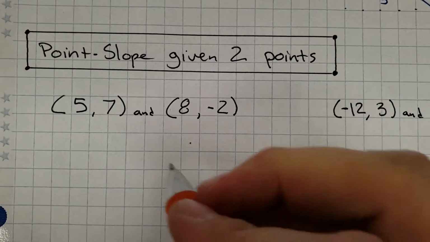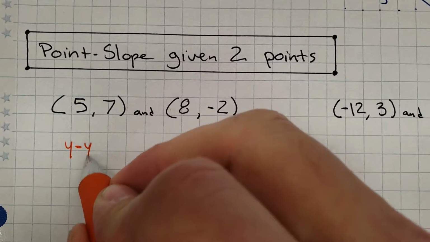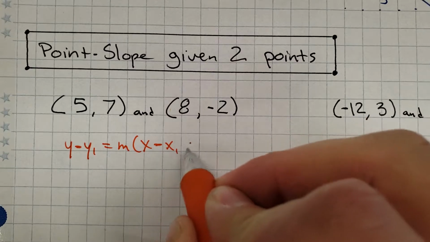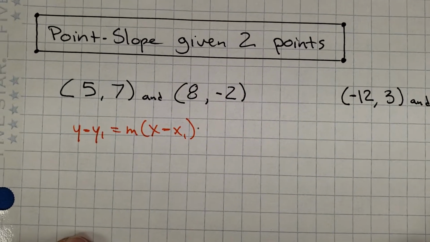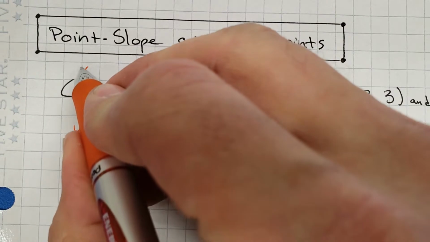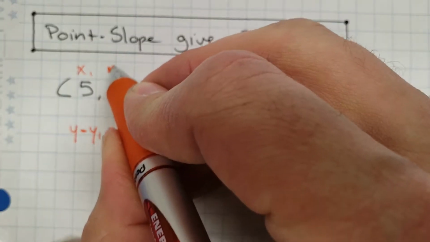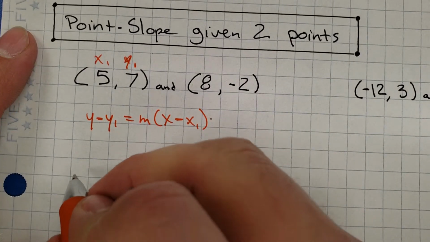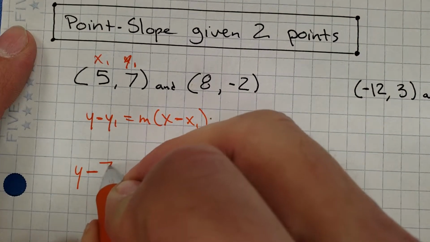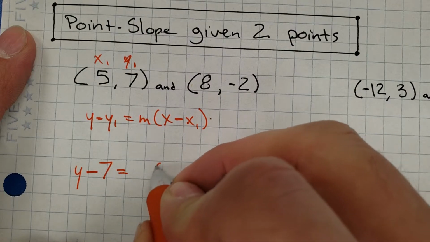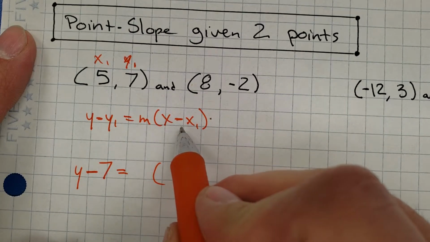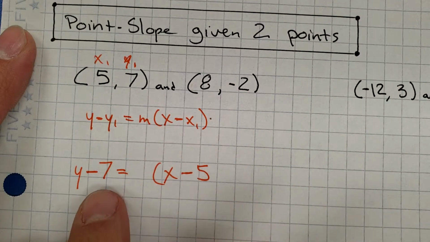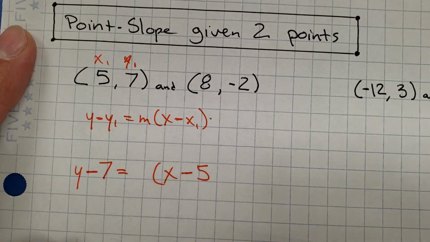Well, you got to go y minus y1 equals the slope times x minus x1. Now, I believe the directions say you need to use this x1 and this y1. Okay, so I kind of already know what to do. My equation is going to be y minus 7 equals the slope, which I haven't found yet, and then x minus x1. There you go. So positive 7 minus 7, positive 5 minus 5. I'm already halfway done.